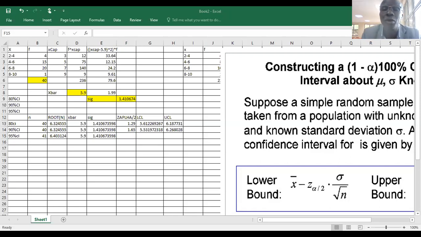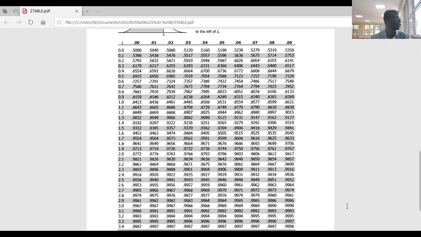Have I shared the normal table? Is it shared? 1.96. Eh? No. Which area corresponds to 0.95? Sharing it. Which area? Which Z value gives you an area of 0.975? 1.96. 1.96. Another standard value known.